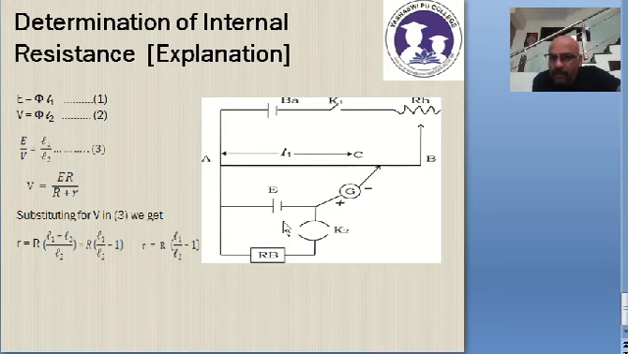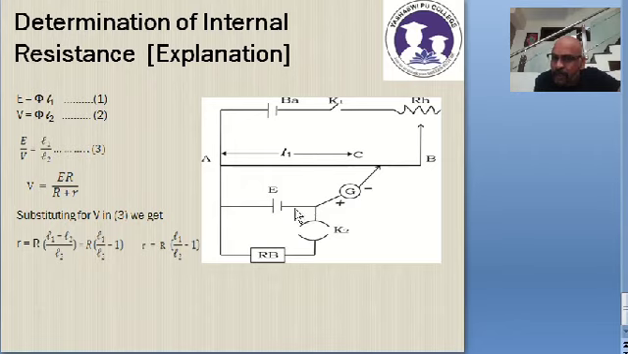When K2 is open, please remember, resistance here is not included because the current cannot flow through this resistance. So when K2 is open, only the cell is included. Only the cell is included.